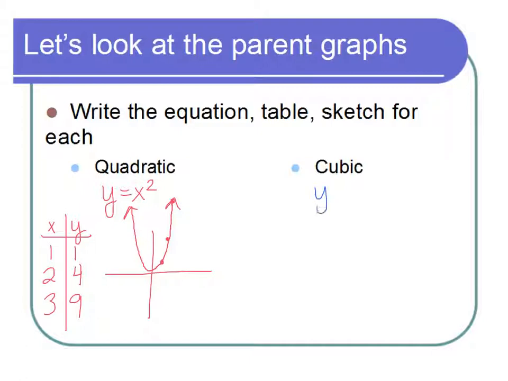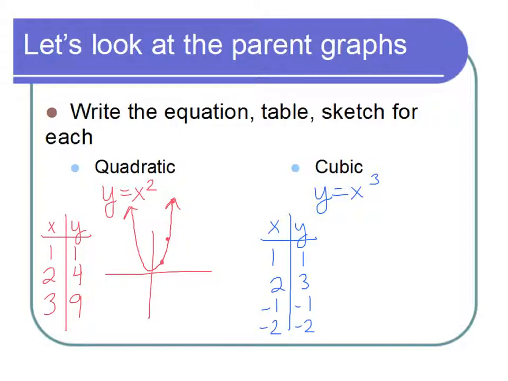All right, let's try it with a cubic. The most basic equation is y equals x cubed. And if you think about what a table would look like on that, if you plugged in a 1, you'd get a 1. But since it's a cube, let's throw in some negatives. What if it was a negative 1? Well, cubed would be negative 1.